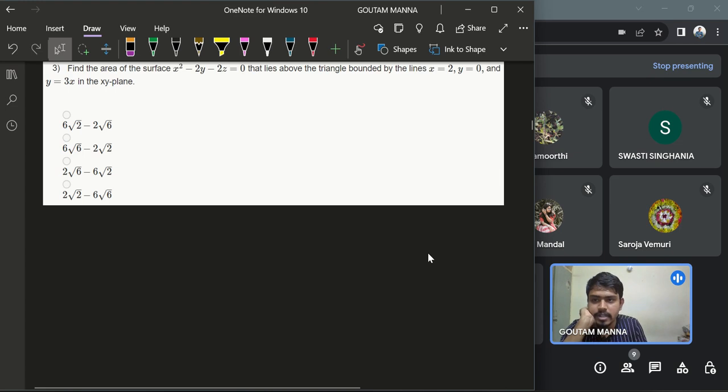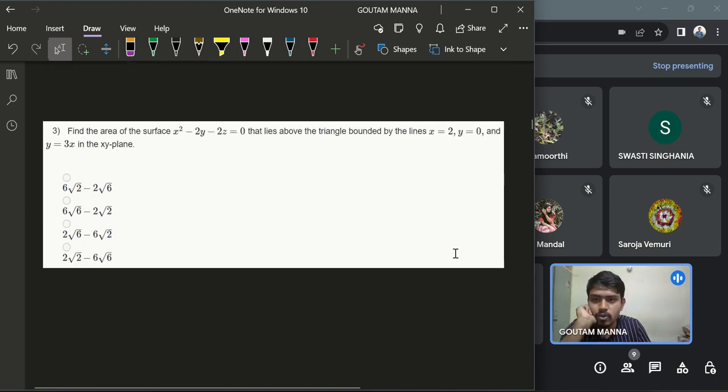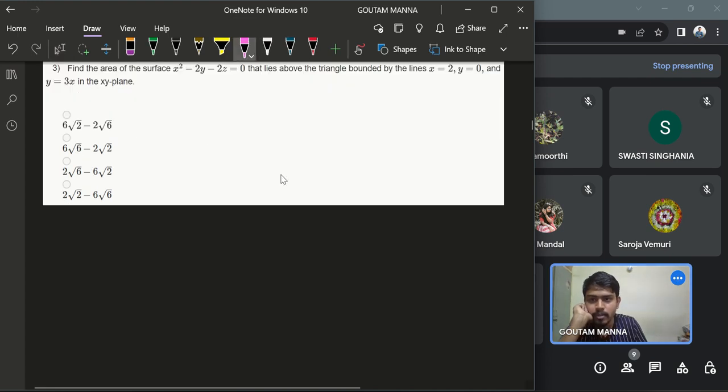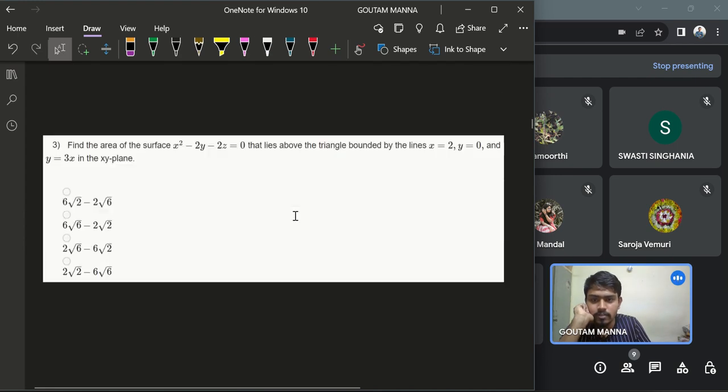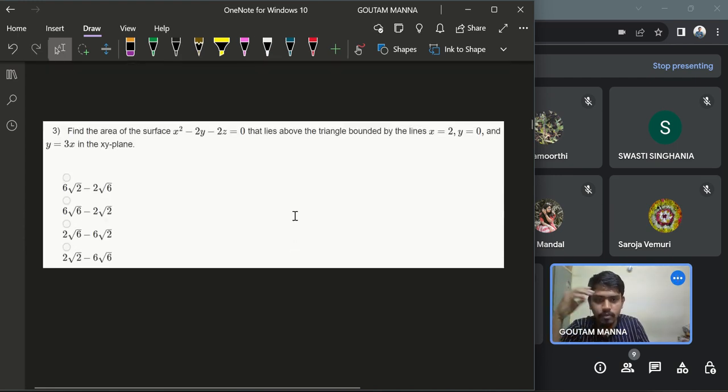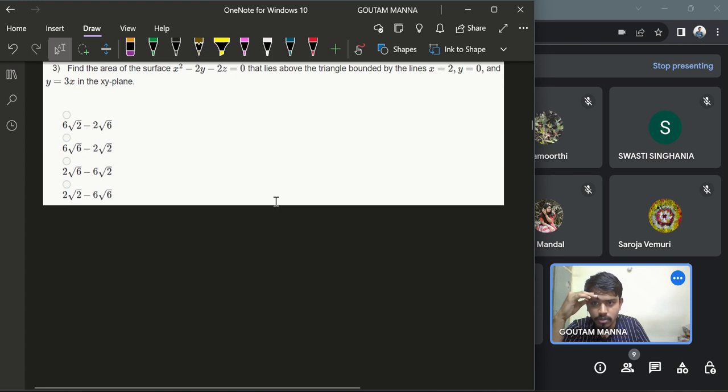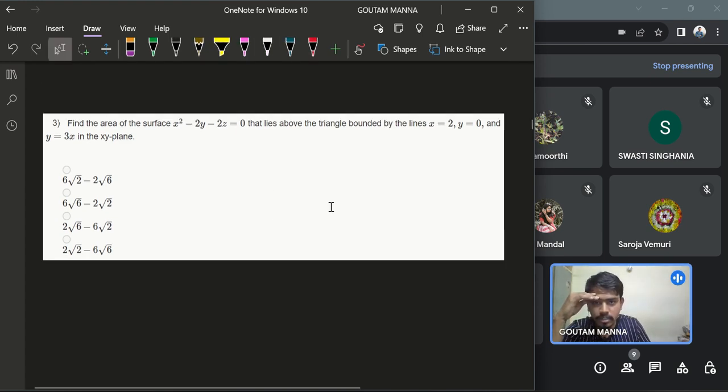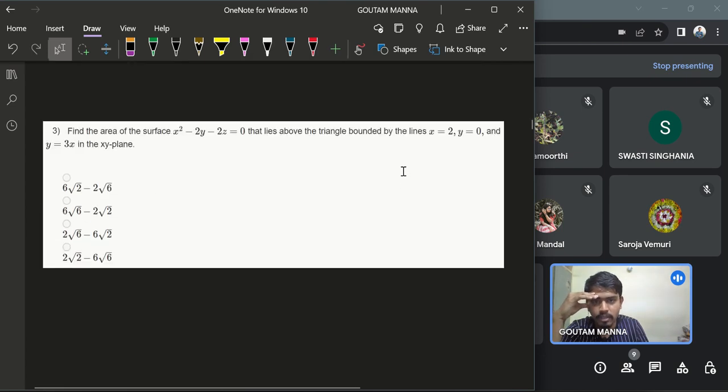The next one is: find the area of the surface x square minus 2y minus 2z equals 0 that lies above the triangle bounded by the lines x equals 2, y equals 0, and y equals 3x in the xy plane. So here we don't have a parametric form of this surface through which we can integrate. So here this kind of method will be applicable, like projecting on the xy plane.